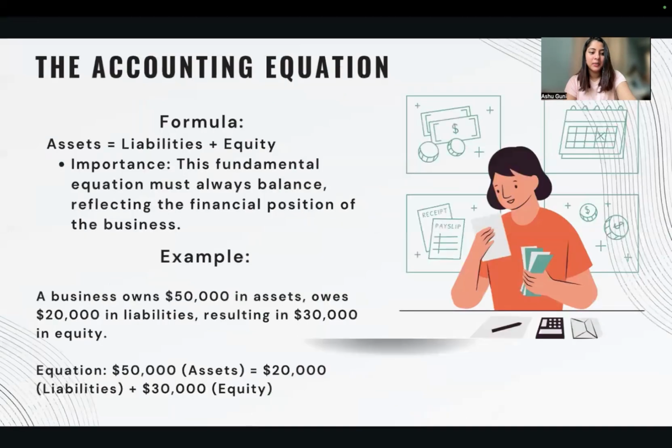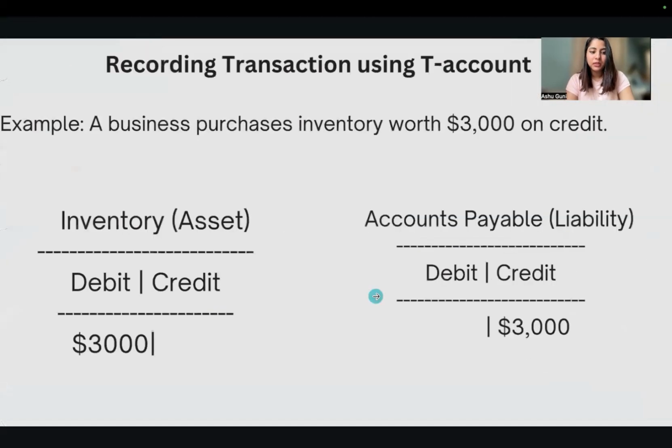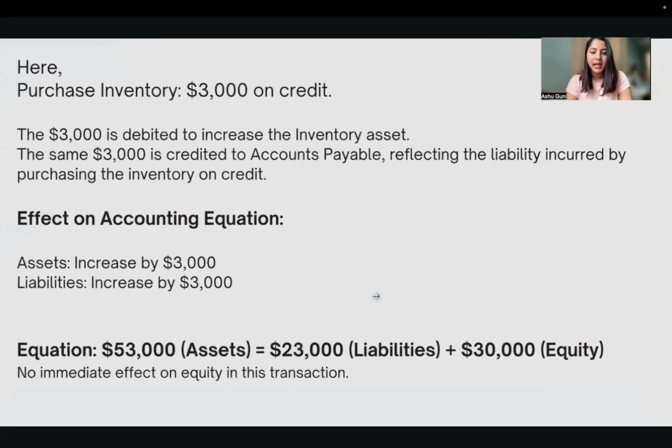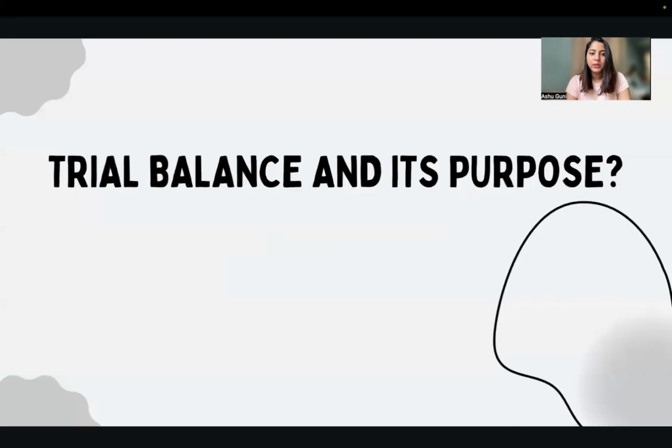So, this equation under the example section, 50,000 is equal to 20 plus this becomes this, and the equation is still balanced here. Now we'll be discussing the trial balance and its purpose.